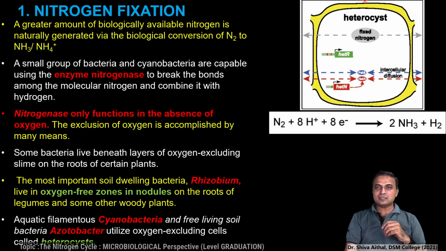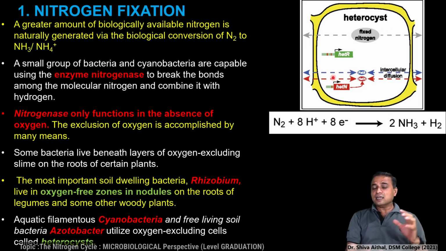The second mechanism is forming a heterocyst around its cell. In the heterocyst, oxygen is excluded, while diffusion of nitrogen gas, active and passive diffusion, takes place, but oxygen is excluded by the heterocyst structures. These are cell wall-like structures.